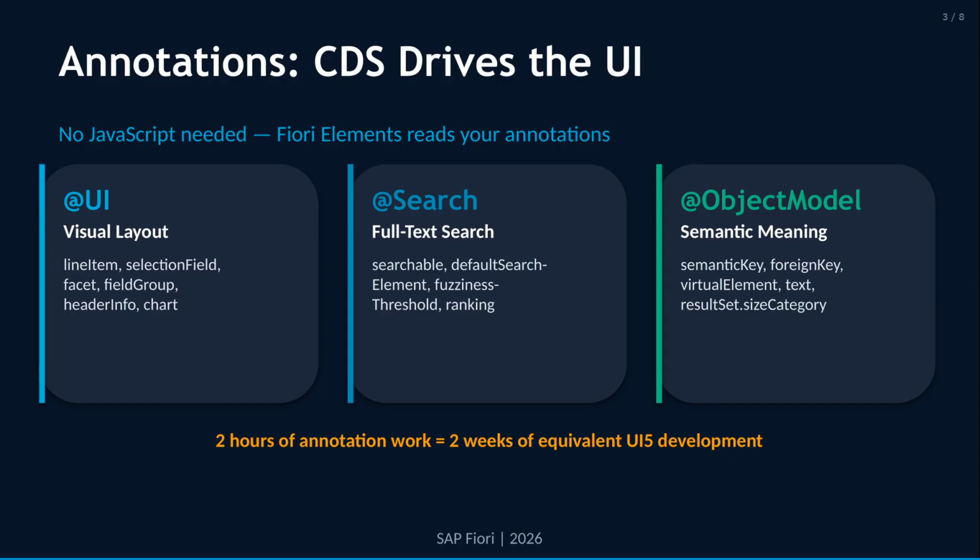Second, @search annotations. These configure full-text search behavior, which fields are searchable, whether fuzzy search is enabled, and the ranking weight of each field. Third, @ObjectModel annotations. These define the semantic meaning of your entity, which field is the key, which represents an amount, a quantity, or a status. Object model annotations also control draft handling and transactional behavior in RAP, the RESTful ABAP programming model. The power of annotations is that they keep UI logic in the data model layer, not scattered across JavaScript files.